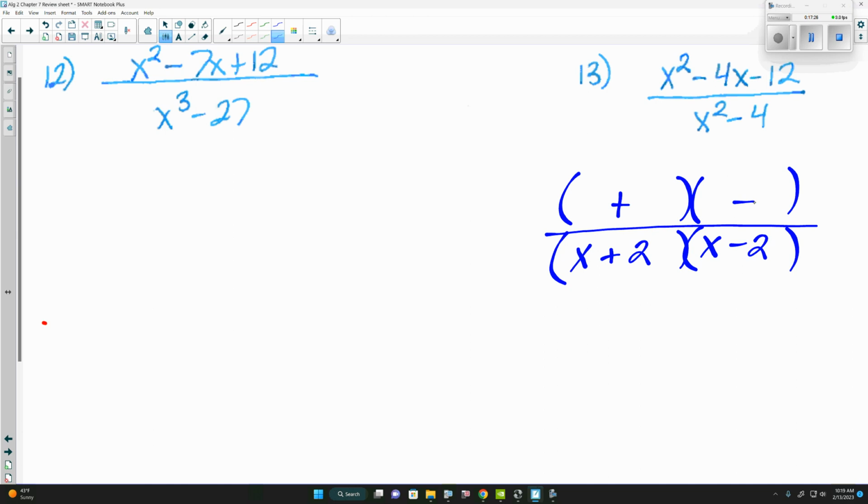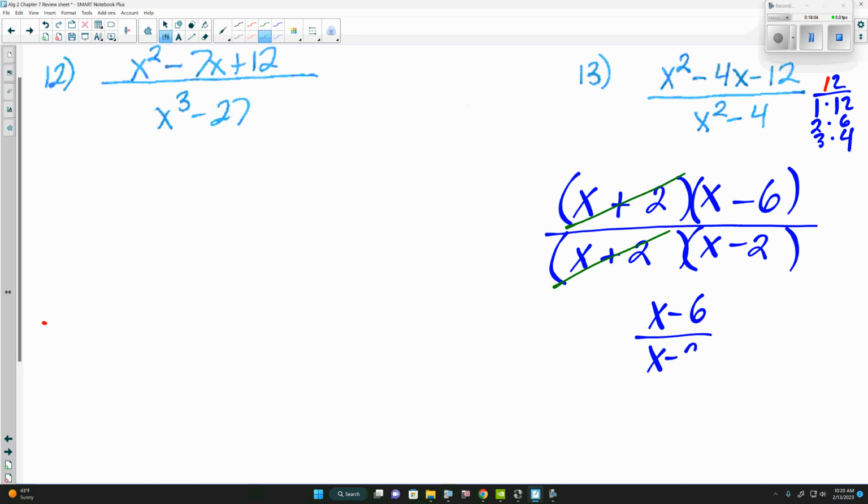Now the factors of x squared are x and x. The factors of 12 are 1 and 12, 2 and 6, 3 and 4. 2 and 6, which one's positive, which one's negative? 2 is positive, 6 is negative, because if we want a middle term of negative 4x, we need the 6 to be negative and the 2 to be positive. Now that does give us like terms on top and bottom. So the x plus 2 and x plus 2 will simplify, leaving us with x minus 6 over x minus 2.